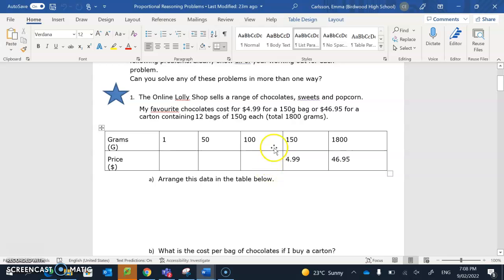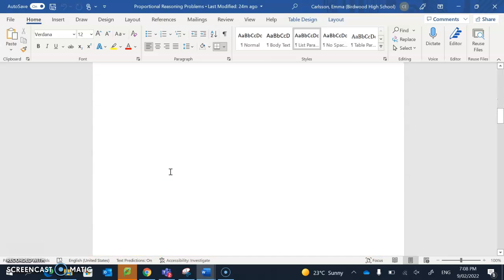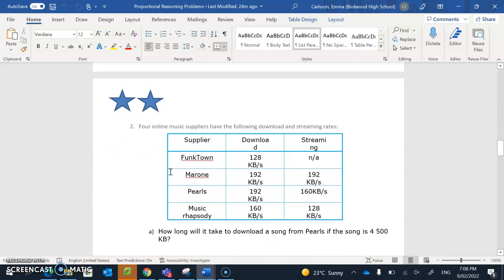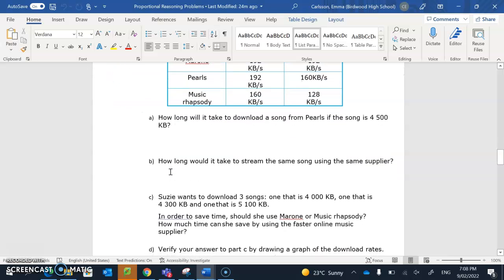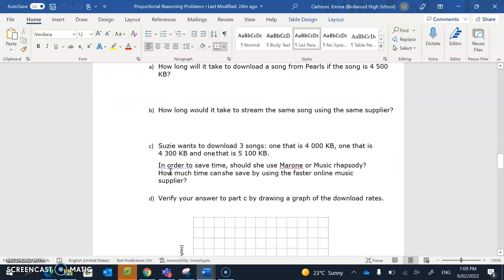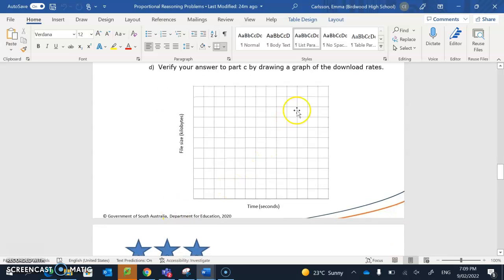Okay, and you'd be using these two numbers here to find out how much 1 gram is worth. So $4.99 divided by 150 grams would tell you how much you were having to pay for 1 gram. It's going to be in the cents. Okay. Question 2 is pretty similar to question 1. There's just a few more stretch questions in there asking you to apply your knowledge and then graph it.